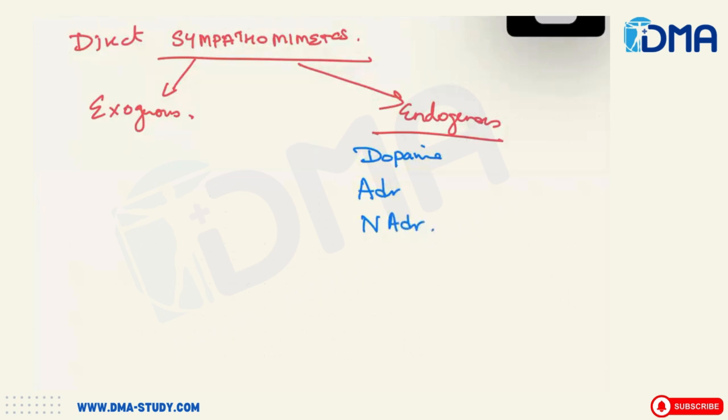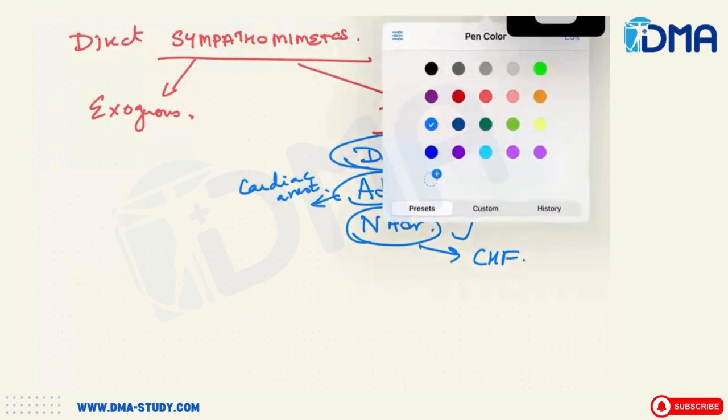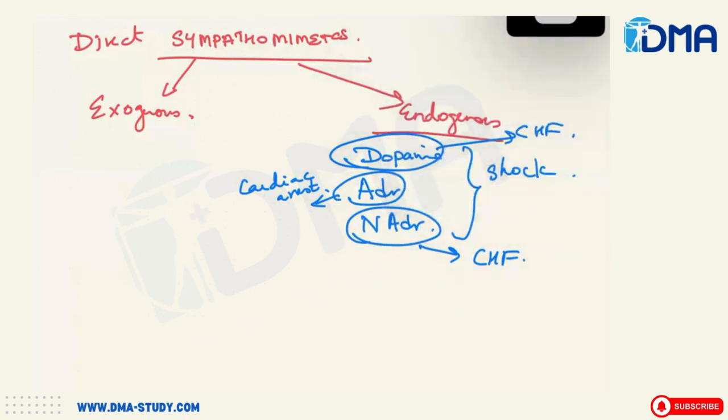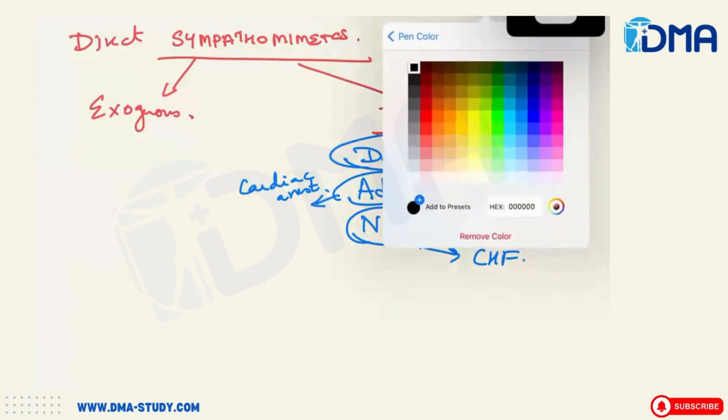What are the uses of these drugs? Of course, all are used for management of shock. Right? And adrenaline is mainly used for the management of cardiac arrest. Noradrenaline is used in the management of hypotension or congestive heart failure. Dopamine is also used in the treatment of hypotension and congestive heart failure. How about the exogenous directly acting sympathomimetics? Example, someone? Some example?